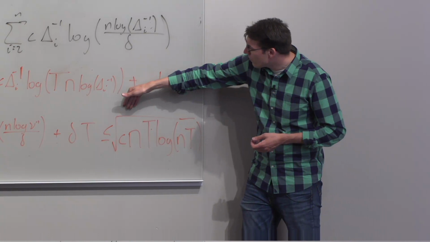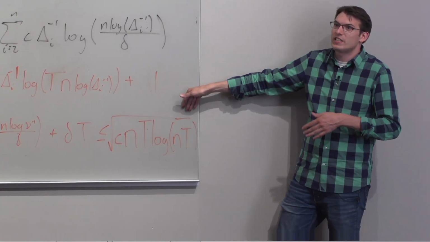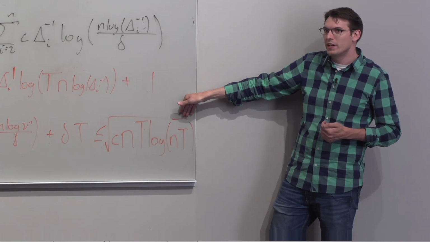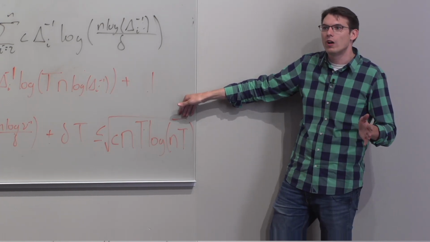Because this is square root of nT log T, and it's independent of the gap. And so this is called a distribution-free regret bound, because it doesn't matter what the gaps are.